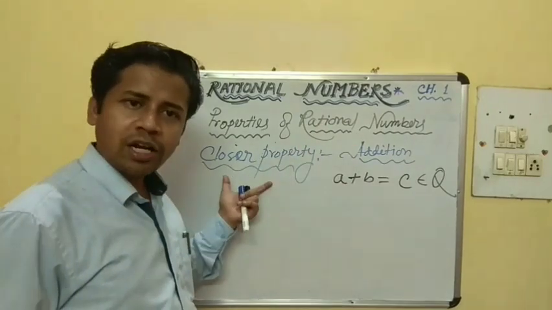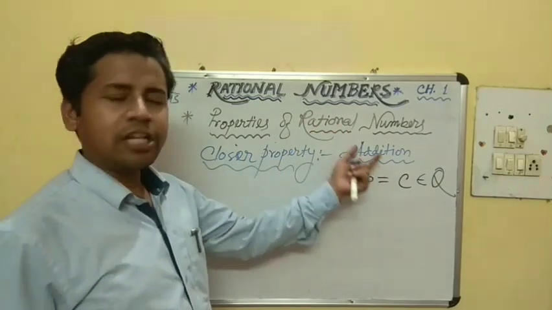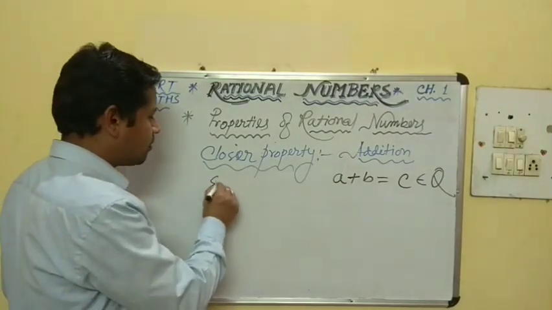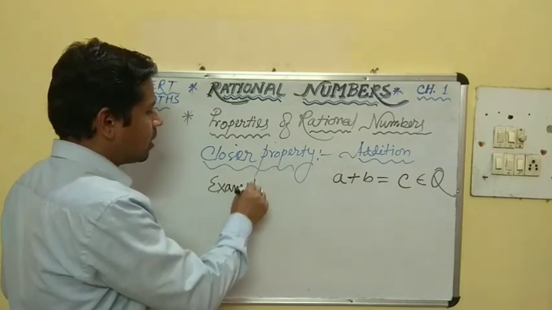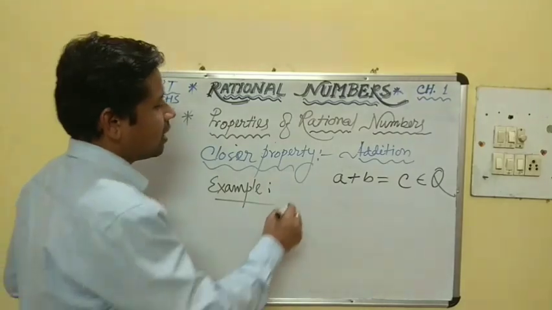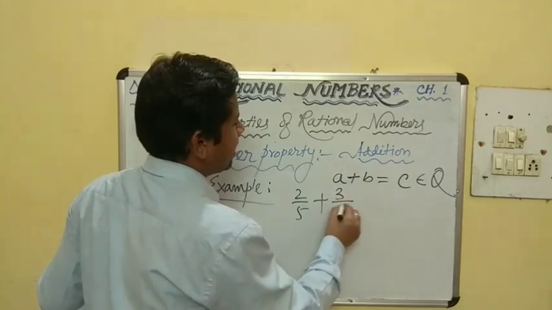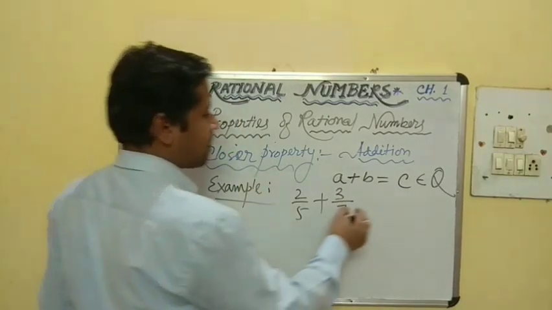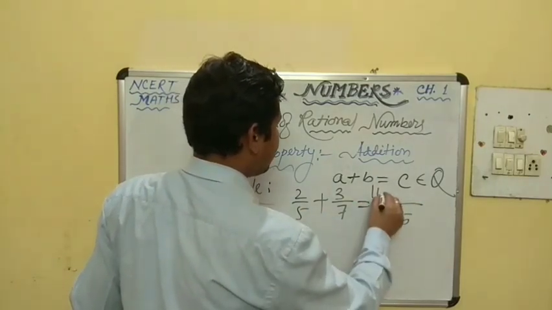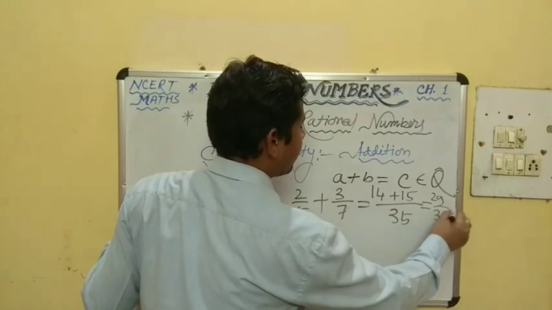Rational numbers are closed under addition, or rational numbers satisfy the closure property under addition. If we take some examples, then we will easily understand. Let's take 2 by 5 plus 3 by 7. If we add them, the result becomes 14 plus 15 over 35, that is 29 upon 35.